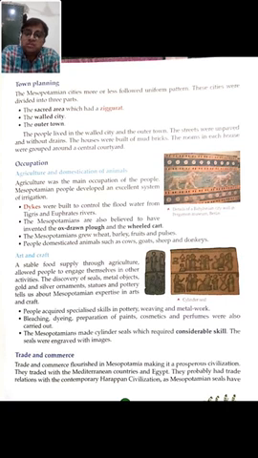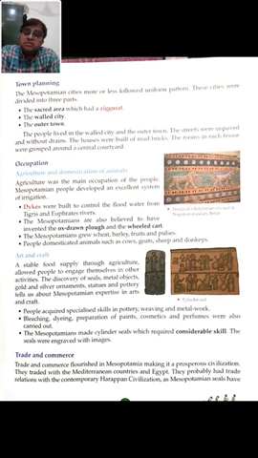The Mesopotamians grew wheat, barley, fruits, and pulses. Some types of crops grown by the Mesopotamians were wheat, barley, and even fruits and pulses, because they had plenty of fertile soil because of the rivers Tigris and Euphrates.